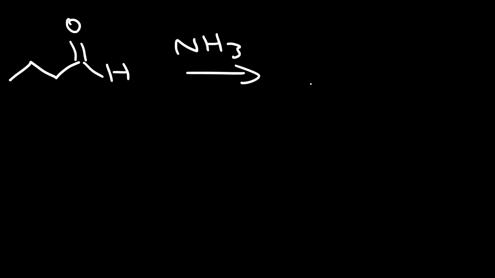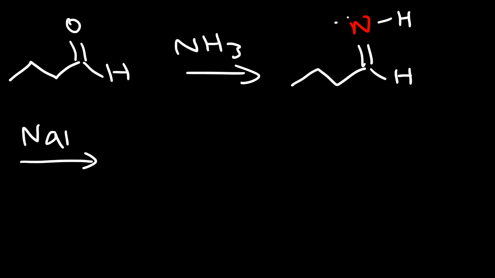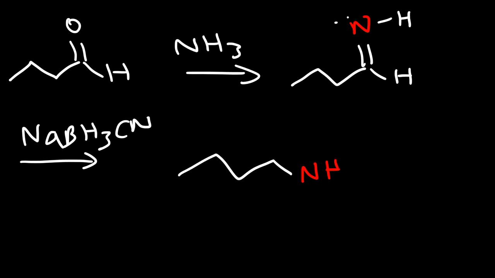Now let's say we have an aldehyde or a ketone and we chose to react it with NH3. We can get this product. We're still going to get a primary amine, but first we're going to get the imine, just like before. And then we're going to reduce it using the same reagent, sodium cyanoborohydride. And so this time, the amine is on the end. It's still a primary amine, but it's not in the middle of the chain, but rather it's on the end of the chain.